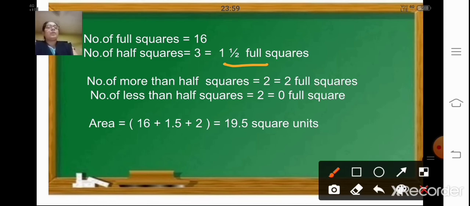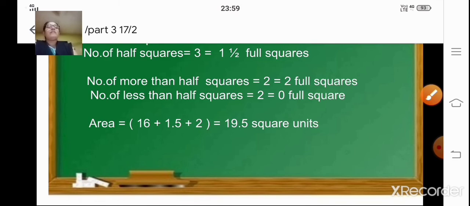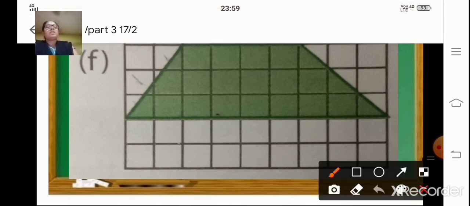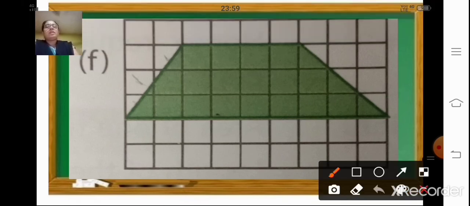Now more than half squares. Yes, let us see more than half squares. Here the squares which cover more than half are 1 here and 2 here. Yes, 2 squares which cover more than half. So if a square covers more than half, we will consider it as a full square, and those which cover less than half, we again have this one, 1 and then 2 here. Yes, so we will not take these units into consideration.